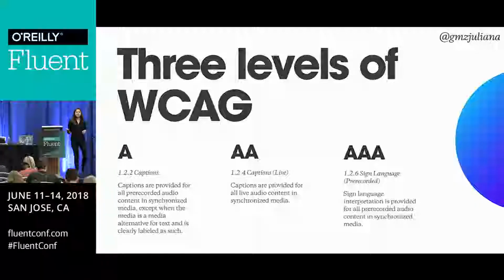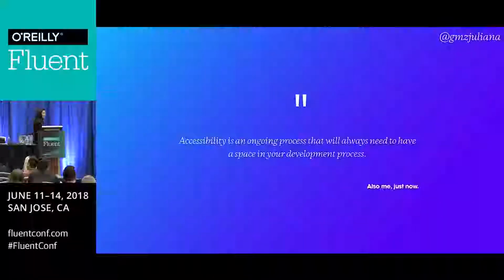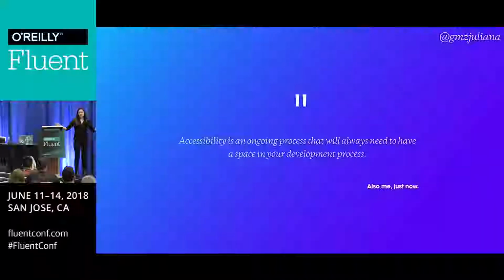And the other thing is that just because you comply with WCAG doesn't mean your site or your app or whatever you're making is going to be 100% accessible. In fact, you really need to have an open channel of communications with your users, be willing to listen to them, be willing to change things, adapt things for the way that they're using it. Because in the end, accessibility is an ongoing process that will always need to have its space in your development process, from the very beginning to the very end, and right when you iterate every time.